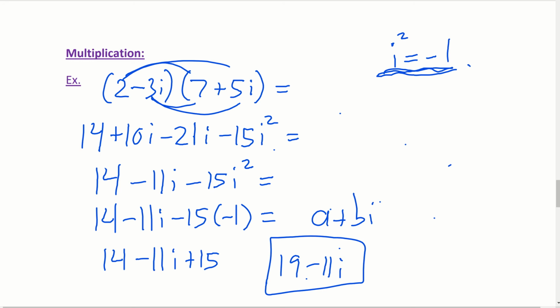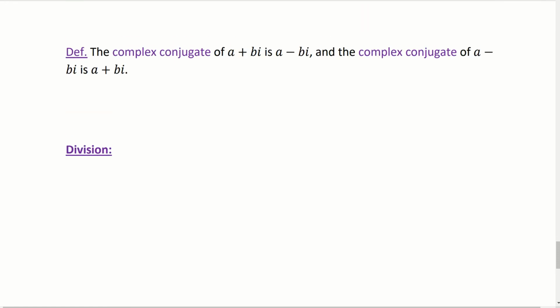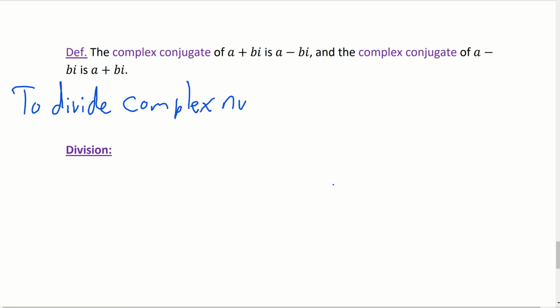So all in all, the operations with complex numbers are not too bad. Addition and subtraction, again, almost boil down to combining like terms. Multiplication of complex numbers involves distributing, combining like terms, and especially utilizing the fact that i squared equals negative 1. The last operation, and this one is not necessarily that intuitive, is division of complex numbers. To divide complex numbers, it's going to be a procedure.